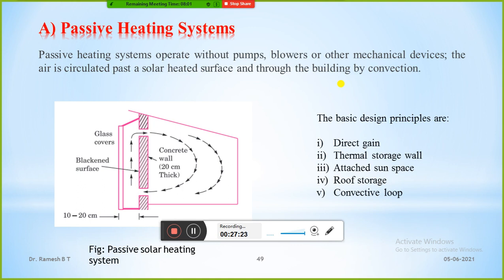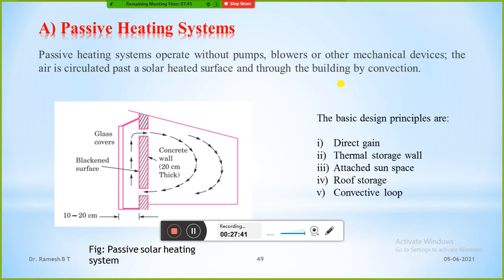The first one is direct gain, meaning the building has a south facing wall and a large number of windows, and these windows are covered with two layers of glass just to minimize heat loss. So this is direct gain: the solar radiation directly enters the room. It is a direct method.